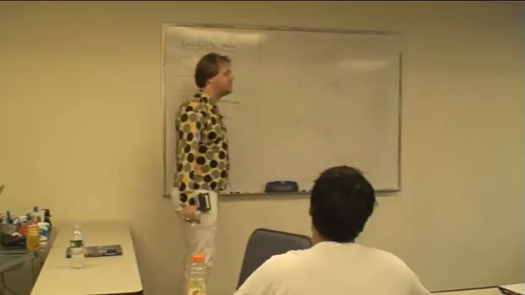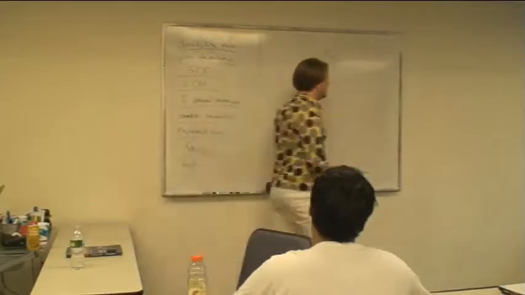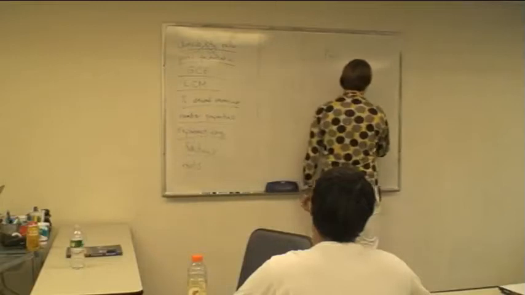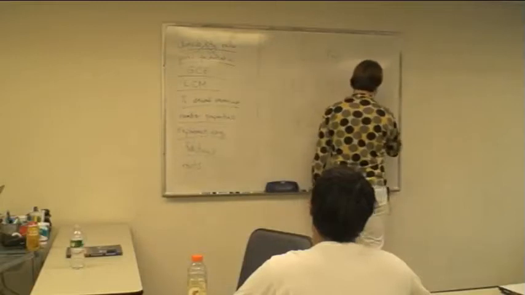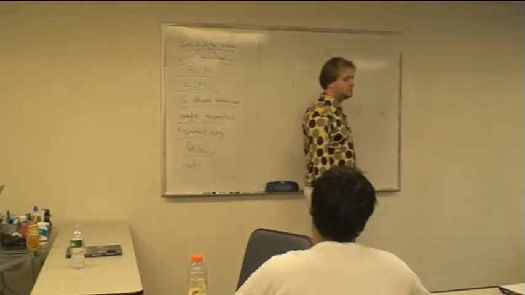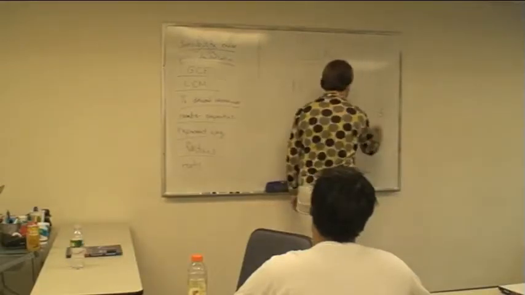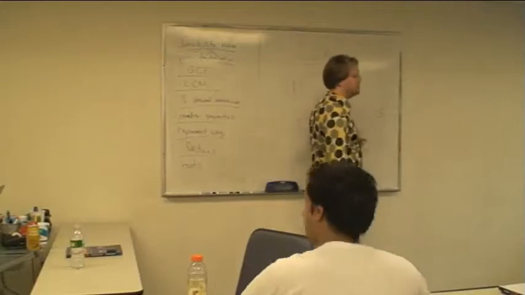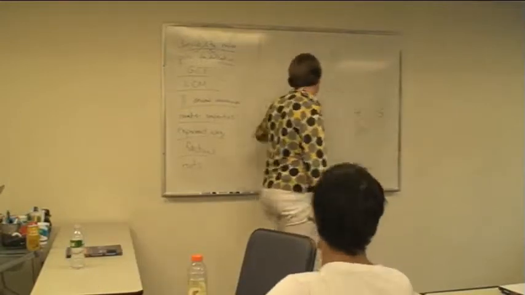Does that make sense? Take another example, 4 and 5. Least common multiple is 20, right? Smallest number that both of them go into evenly. How do we find this?